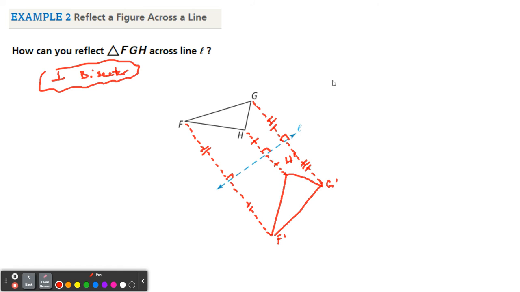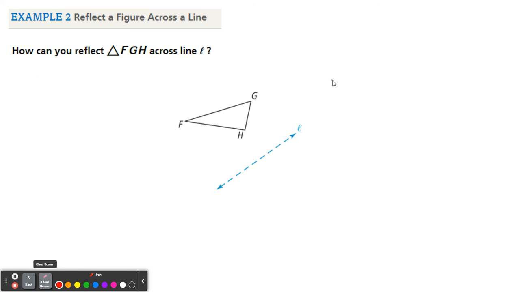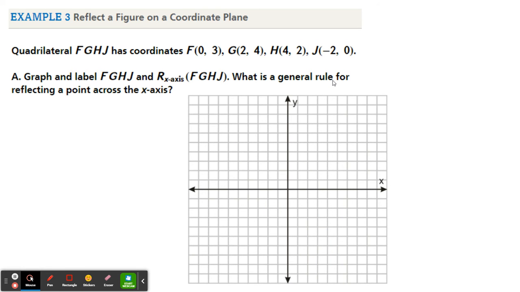And there we go. So this figure and this figure should look, I always like to shade in my final figure. They should look the same size and the same shape because the reflection preserves length and angle measure. All right, cool. So that's not with the coordinate plane. So now let's move on to the coordinate plane.